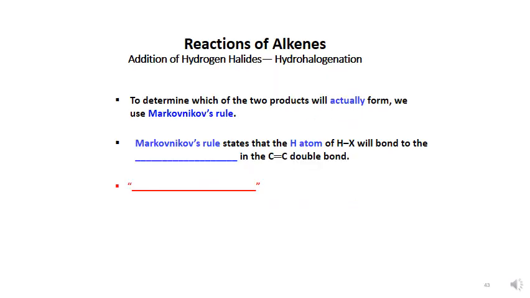So who studied this first and was careful about figuring out how to deal with it? A dude from Russia named Markovnikov. And what did Markovnikov find? He found that the H atom in the hydrohalogen will bond to the less substituted C atom in the CC double bond.